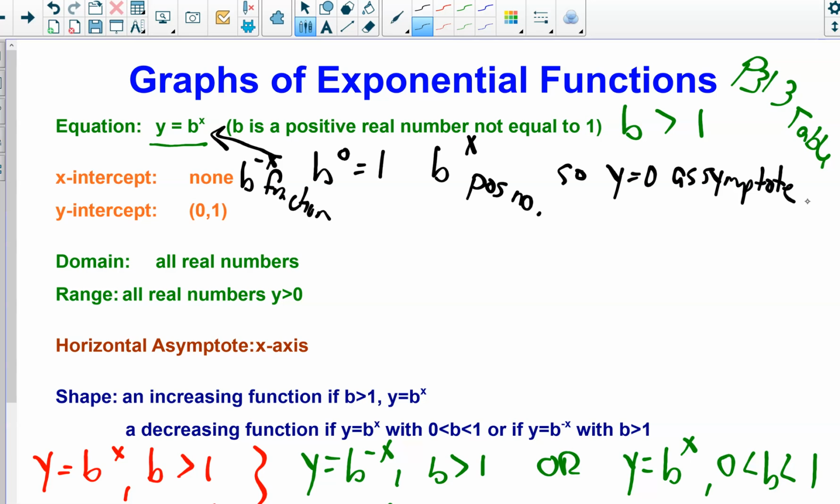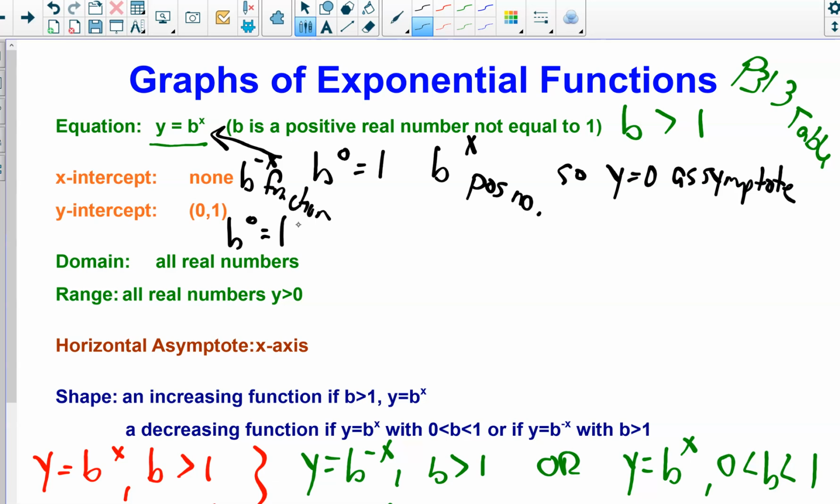So it's never going to cross that. And then if I look at the y-intercept, that is when the x is 0, and when the x is 0, y is always going to be 1. Doesn't matter what b is. Any number to the 0 is 1. B to the 0 is always 1.